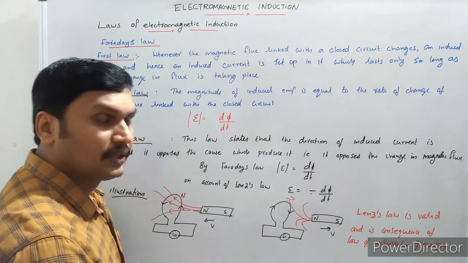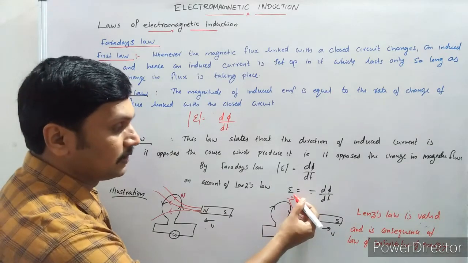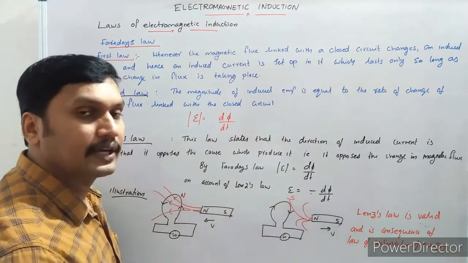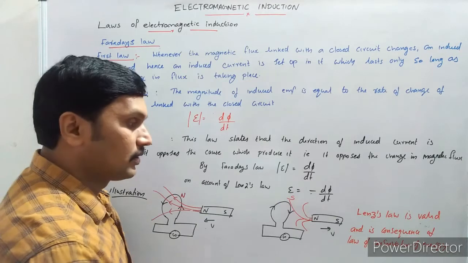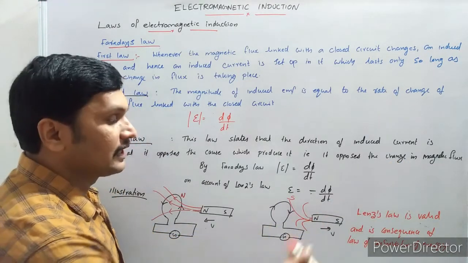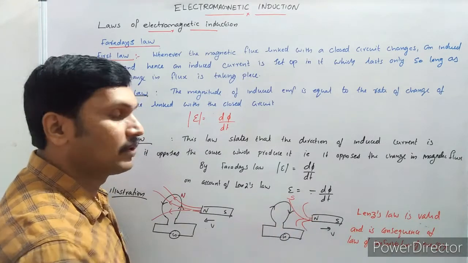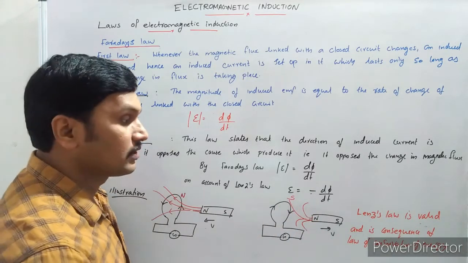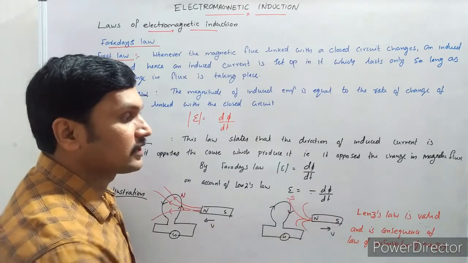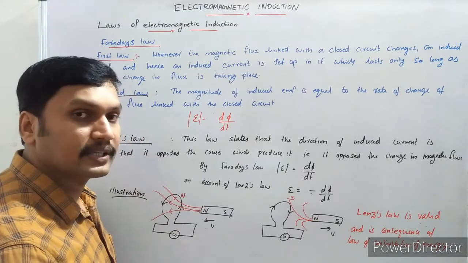In this case also, when we are moving the magnet away from this coil, the coil produces a south pole on the side of the magnet. So if you want to move this magnet away from this coil, there is an attraction from this coil. So work has to be done. This work is converted into electric energy. That is why we said that Lenz's law is valid and is a consequence of the law of conservation of energy.